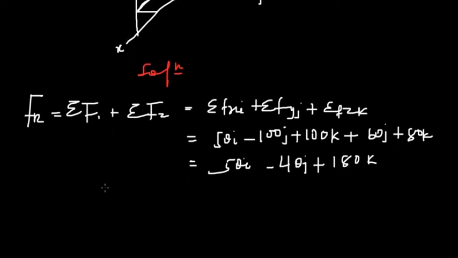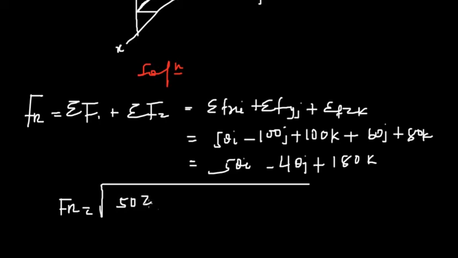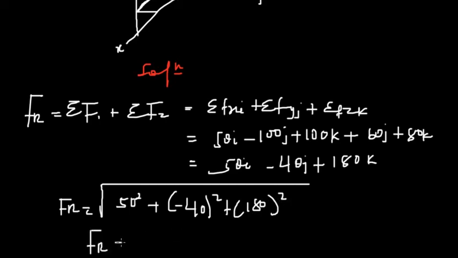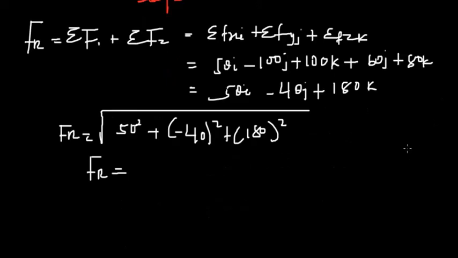It's just simple and straightforward. So we have F_R. Let's find the magnitude. So we have 50 squared, plus minus 40 squared, plus 180 squared, all under a square root. So let's compute this. When you compute this, you end up with 191.0.